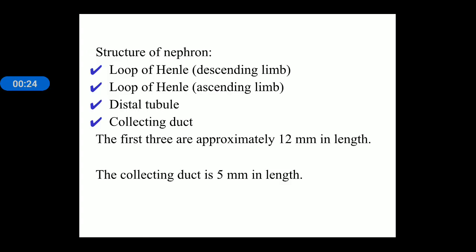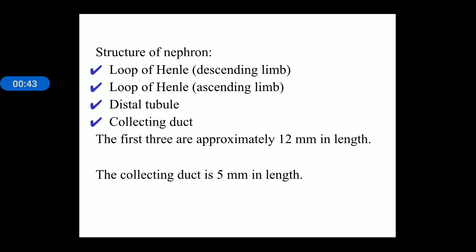Nephron structure consists of the loop of Henle. The loop of Henle contains two main parts, the descending part and the ascending part, then the distal tubule and collecting duct. The first three are approximately 12 mm in length and the collecting duct is about 5 mm in length.